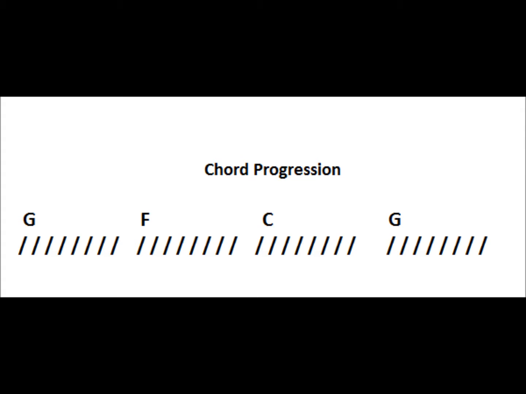So the song we just played for you was No Rain by Blind Melon. We're going to be using the chord progression from this song to learn how to improvise. But first, we need to learn how to play the chords. This is a chord progression diagram. The progression is from G to F to C and back to G, and each chord will last 8 counts.